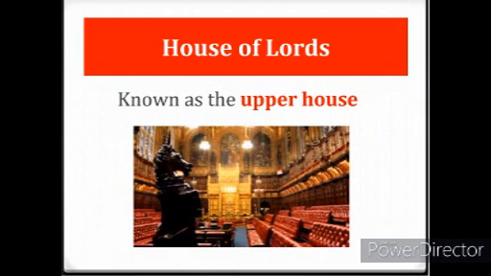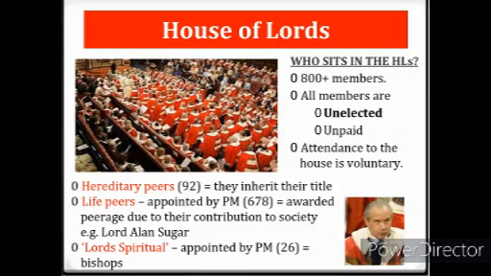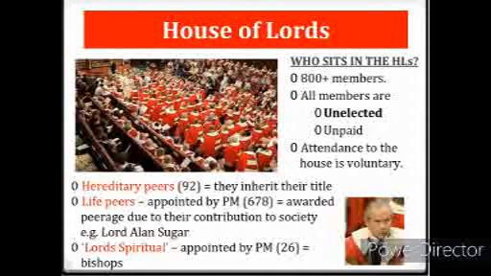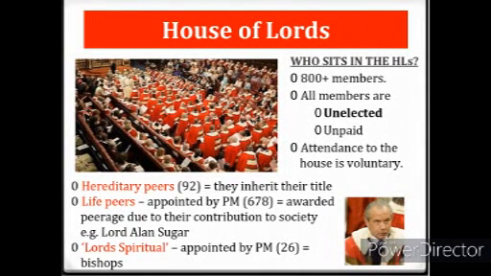So looking at the House of Lords first, the House of Lords is known as the upper house. And it's made up of about 800 members, and all of these members are unelected. They're also unpaid, and their attendance to the House is completely voluntary.